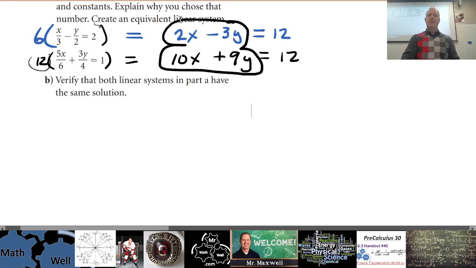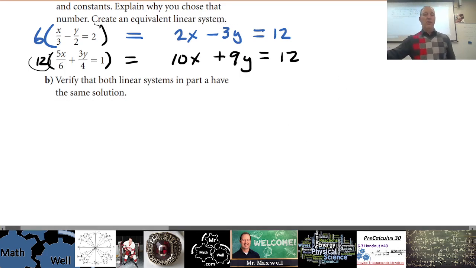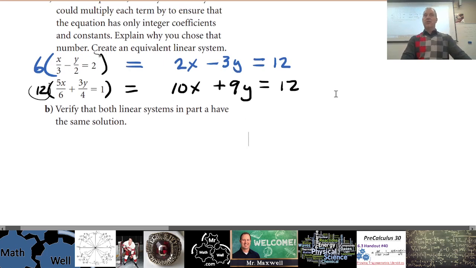Instead, what we're going to want to do is we're going to want to try to solve for one of the variables and then substitute in. And I think we may have a fraction situation here. So we've got to learn to deal with fractions. That's okay. So I need to solve for one of these variables.